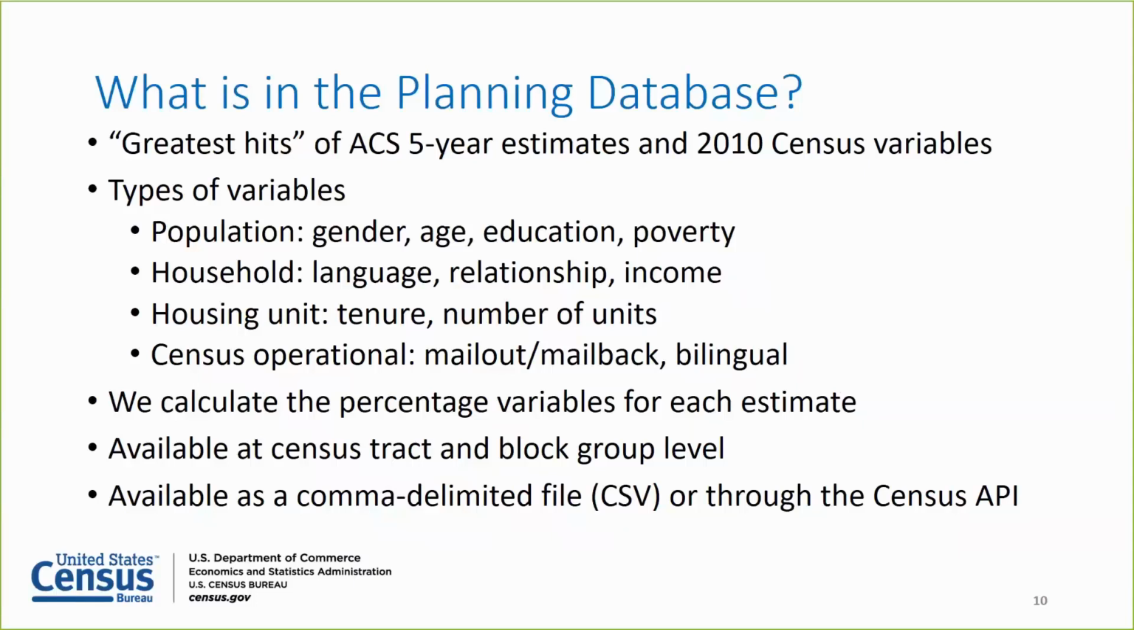Like I said, it's available at a tract and block group level, and it's available as a comma-delimited file that you can just download and open right in Excel, or through a Census API. And the 2019 planning database is currently available as a CSV. It will shortly be available as an API.